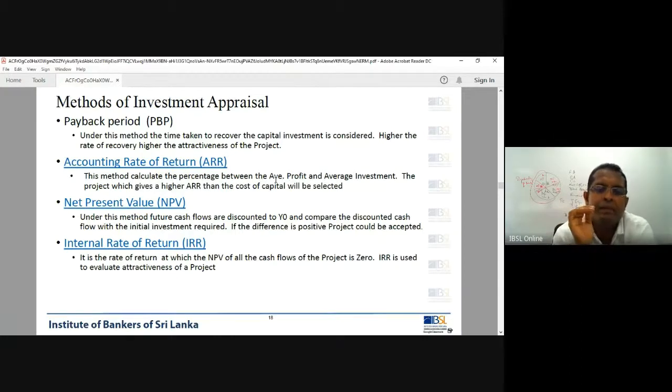Then we have net present value. I will not touch that. We will discuss it when we are discussing the NPV and the IRR.